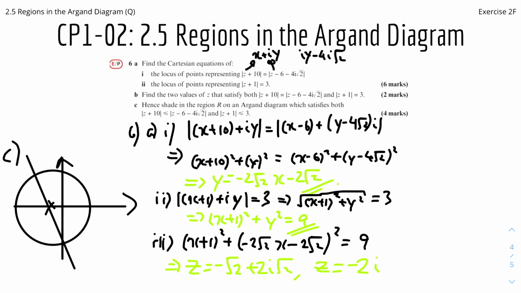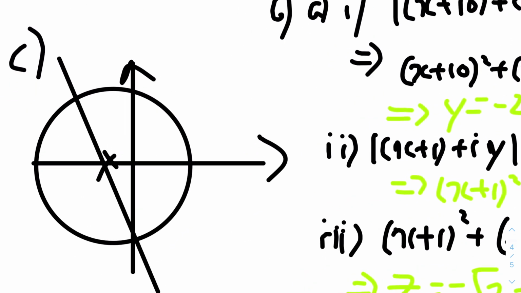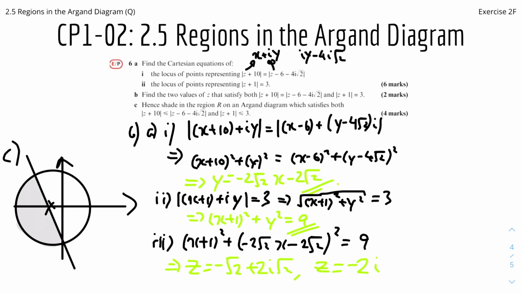Therefore, the regions to shade are to consider the two regions. For the circle, the modulus here is less than 3. That means it's all the regions inside of the circle. And for the line, you can see that it's this one right here, where |z + 10| is less than or equal to this one right here. That means it will be in this region right here, because it has to be closer than |z + 10| if you think about it. So we can just shade this region right here, and that's the final answer.